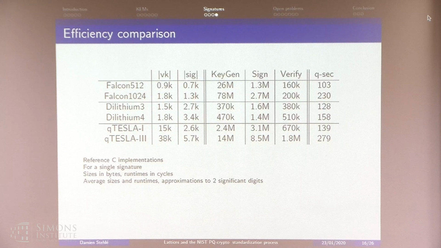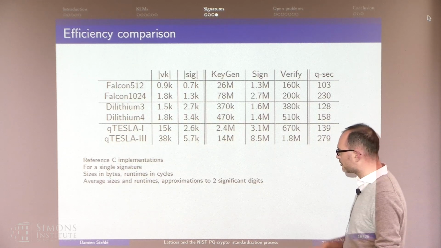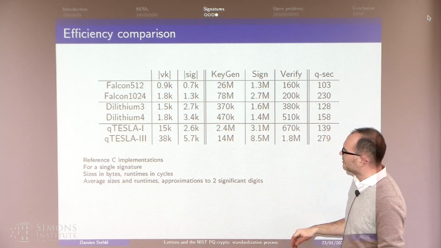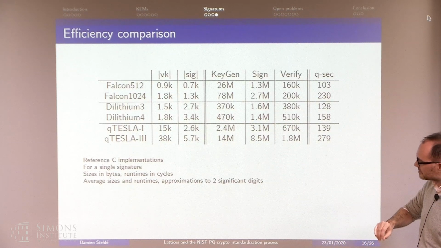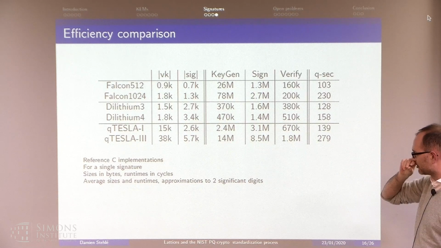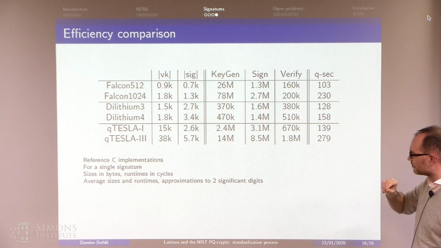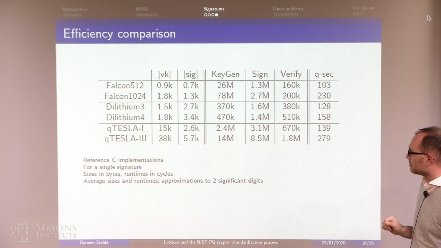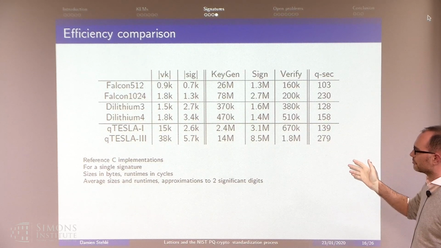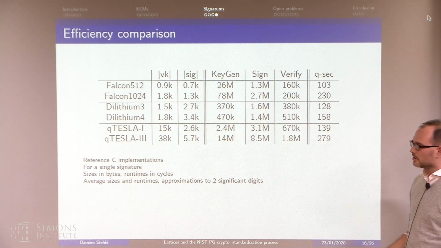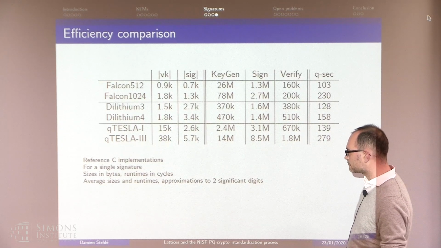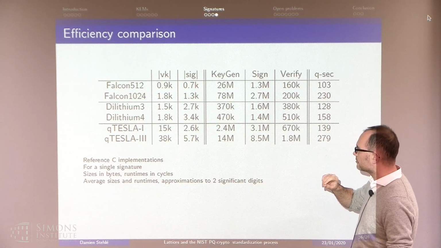Okay, so what type of efficiency do we get? Here I gave a table to compare, so hopefully I'm comparing comparable things. I took a non-optimized C code because Tesla didn't provide optimized C code timings. It's for a single signature, because in some cases if you produce many signatures there are tricks to decrease the cost. Sizes are in bytes, runtimes in cycles.